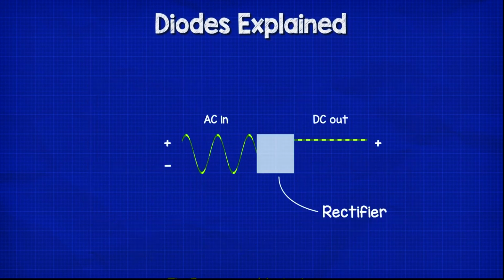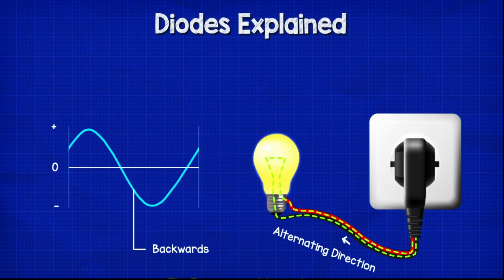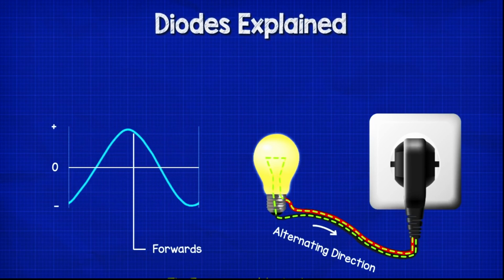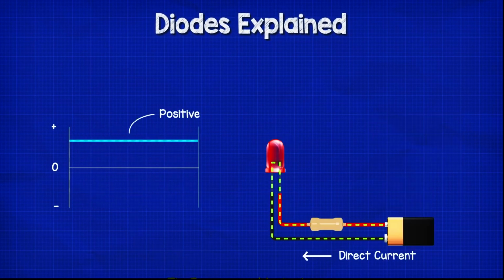We can also use them to convert alternating current into direct current. As you might know, AC or alternating current moves electrons forwards and backwards, creating a sine wave with a positive and a negative half. But DC or direct current moves electrons in just one direction, which gives us a flat line in the positive region.